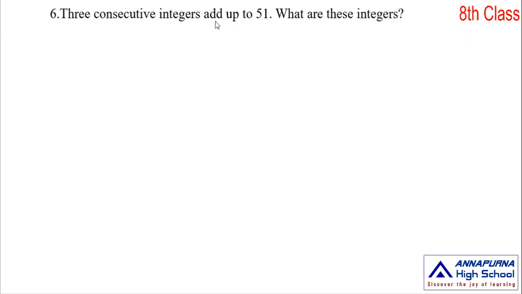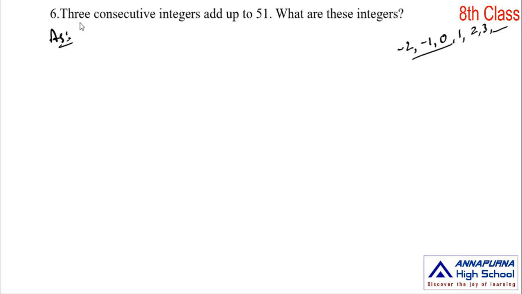Okay, so let us come to the sixth one. Here the sixth question is, three consecutive integers add up to 51. What are these integers? Here consecutive integers means continuous numbers, continuous integers. If the first number is -2, then the second number is -1, then the third number is 0. Consecutive integers, continuous numbers: -2, after that -1, -1 after 0, 0 after 1, 1 after 2, 2 after 3, and so on like that.